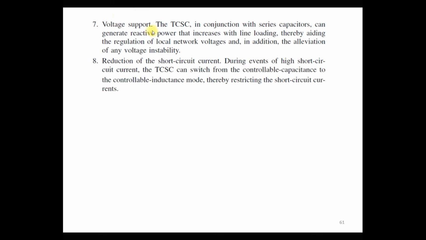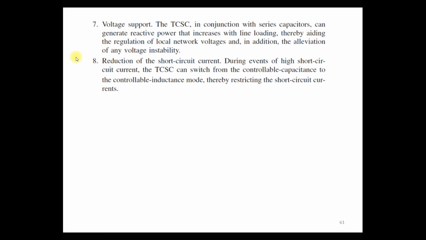The next advantage is the voltage support. As we know, by reactive power injection and absorption, the thyristor controlled series capacitor provides voltage support. In conjunction with the series capacitor, we can generate reactive power and that increases the line loading. The line loading is nothing but the increase of the active power transfer of the line, and thereby we improve the regulation of the network voltage. It means we can improve the regulation near to the rated voltage so that we can maintain voltage stability and avoid voltage instability of the power system. So in this way the TCSC improves the voltage support and maintains the system in a voltage stable mode.